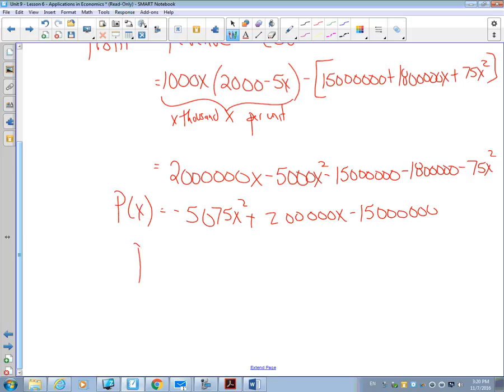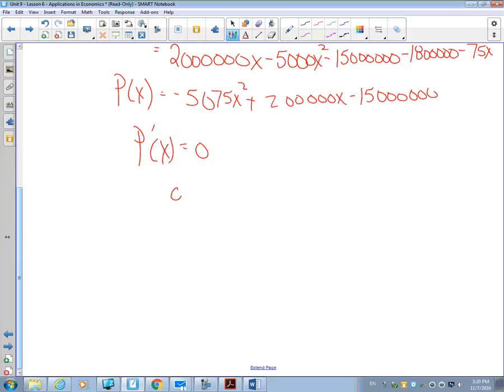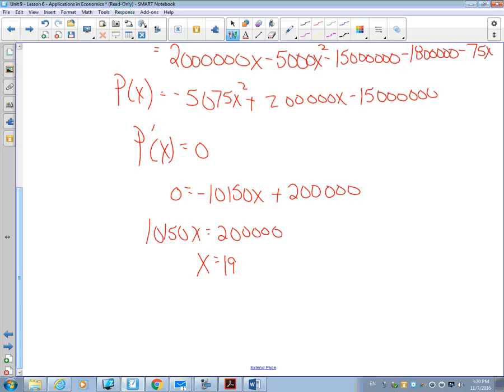We want to maximize our profit, so our derivative equal to 0. Let's do our derivative. 2 times 5,075 is 10,150. And then we just get rid of the x part. 1, 2, 3. We want to solve that. So 10,150x equals 200,000. And x comes out to 19.7.